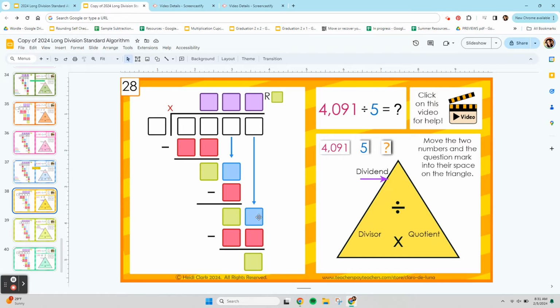Hey everyone, we're going to do 4,091 divided by 5. 4,091 is our dividend. We're dividing it by 5. And our quotient is what we'll figure out at the end. At the end, you should be able to do quotient times divisor plus remainder to get back to that dividend.